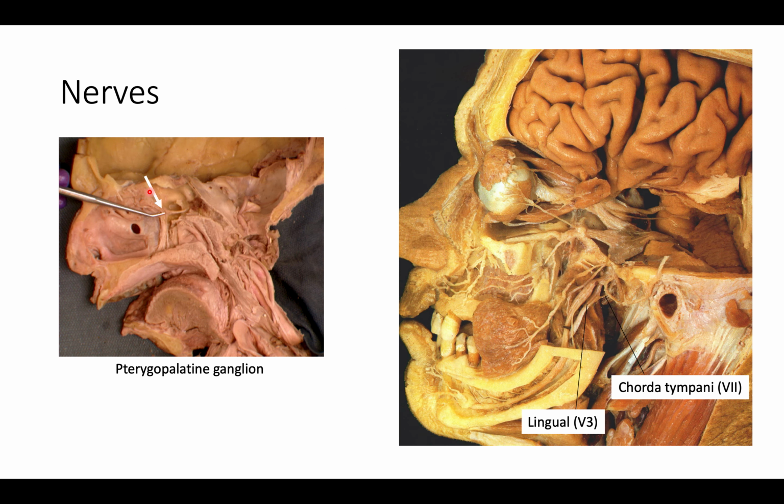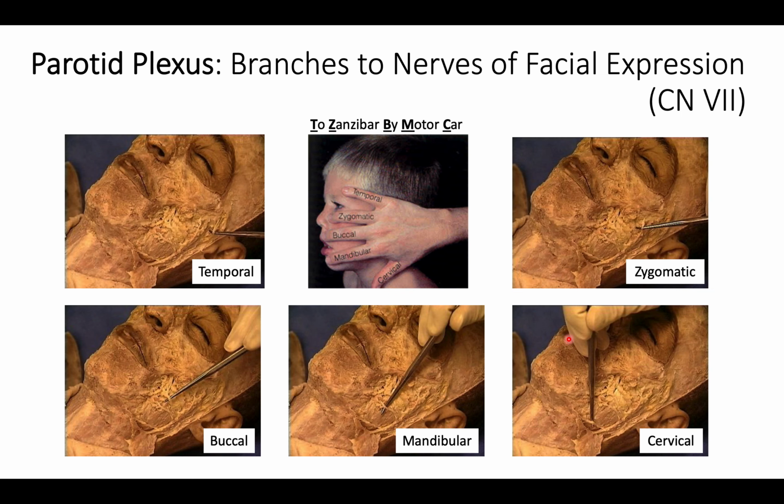So here are the nerves. We've got the PT ganglion, and right here is that chorda tympani traveling with lingual nerve. So here's our branches of facial expression. We've got temporal, here's buccal, here's mandibular, here's zygomatic, and here's cervical.